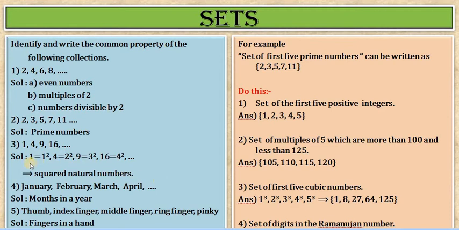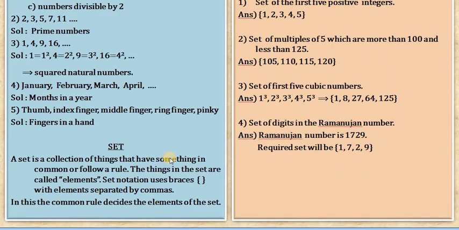Now let's go to the fourth one, January, February, March, April, etc. What are these? Yes, these are months in a year. So your answer is months in a year. Let us go to the fifth one, thumb, index finger, middle finger, ring finger, pinky. What are these? Yes, these are fingers in a hand. Now from this you can define a set.